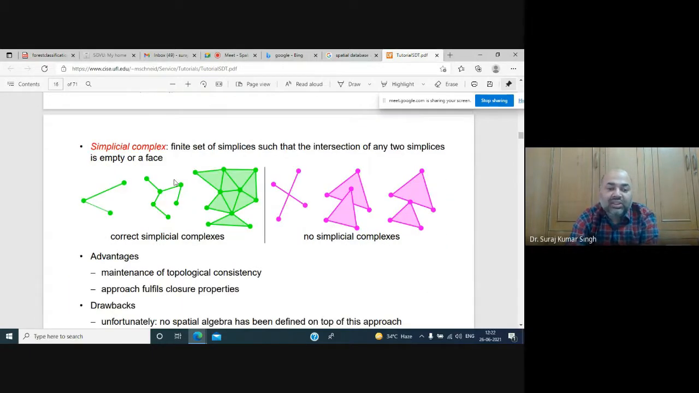So a simplicial complex is a finite set of simplices such that the intersection of any two simplices is empty or a face. So these are the correct simplicial complexes that we are creating, and these are the wrong simplices we are creating. We are talking about the shapes.